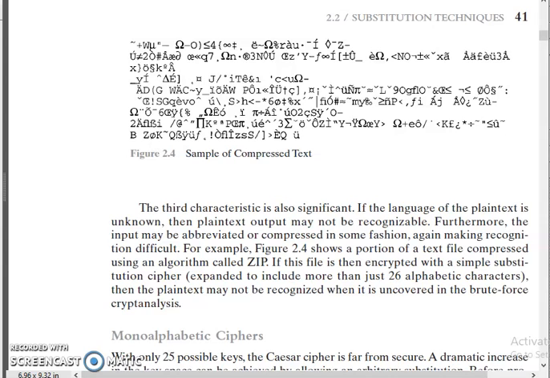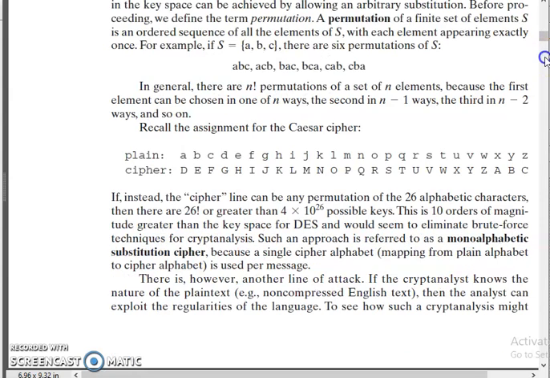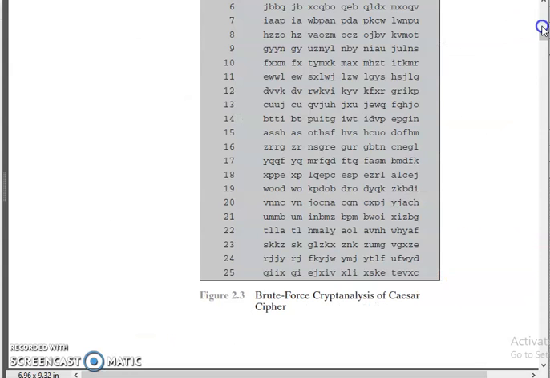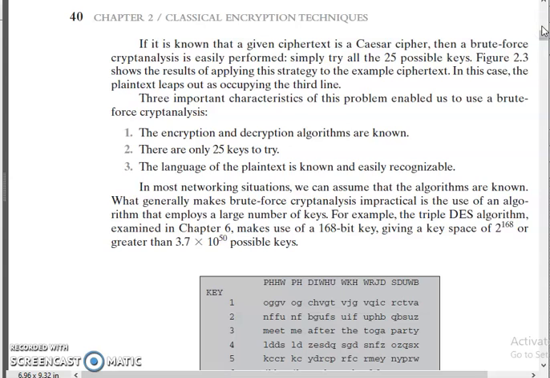Hi to all. Today we are going to see the concept of monoalphabetic cipher. In my last class, I discussed the Caesar cipher. I think you all remember what the Caesar cipher is. It is a substitution technique. Each alphabet is replaced with another alphabet or a number or a symbol. That is the concept of Caesar cipher.